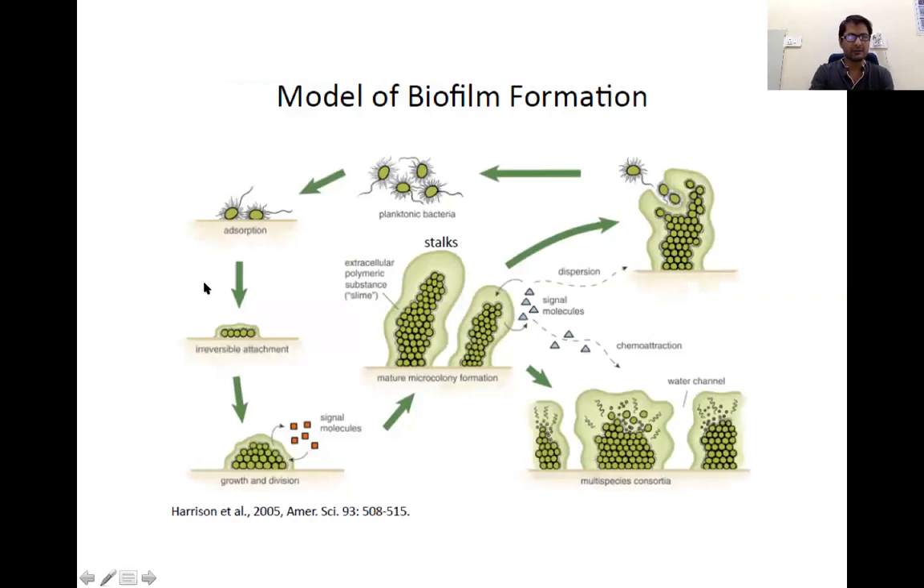Model of biofilm formation. This is from an article from 2005, which shows how the formation of the biofilm takes place. Initially, some planktonic bacteria come and adsorb to a surface, and as soon as they attach to a surface, they lose their pili and flagella, and the attachment becomes irreversible. As soon as the attachment becomes irreversible, they start secreting signal molecules.